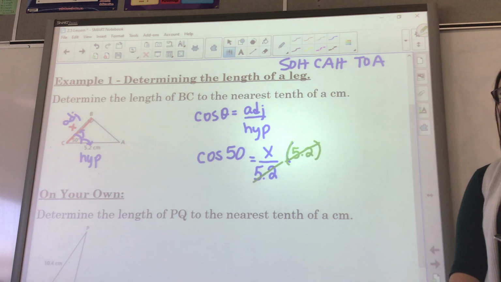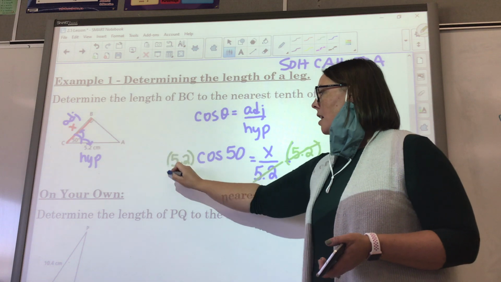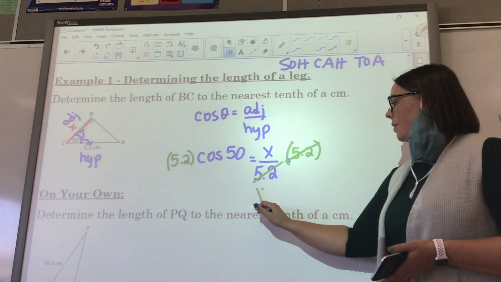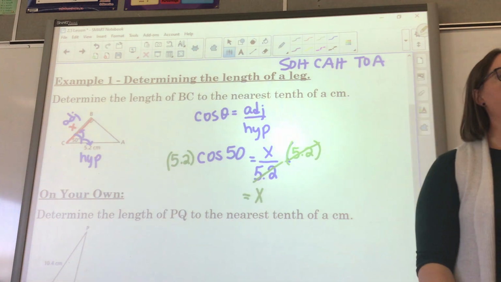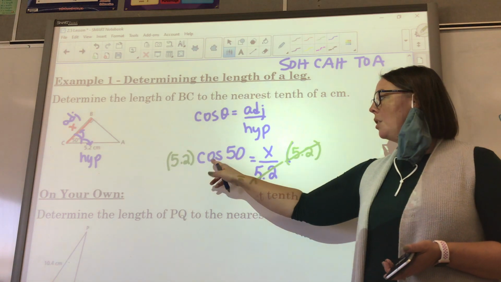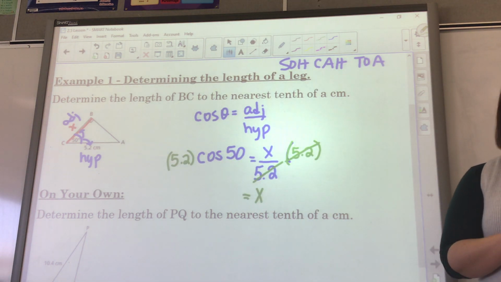What I do to one side, I have to do to the other. So I have to multiply that side by 5.2. So I've isolated x over here. On your calculators, you're going to do 5.2 times the cosine of 50. So make sure you're hitting the right trig button.